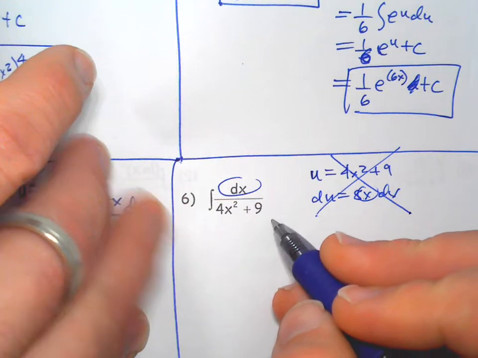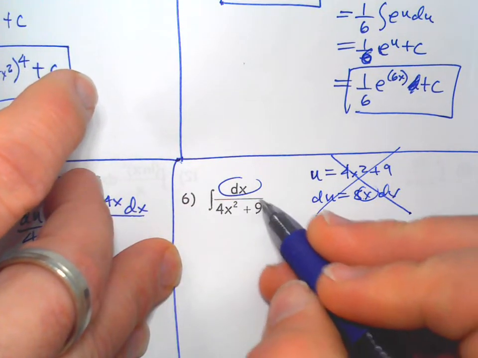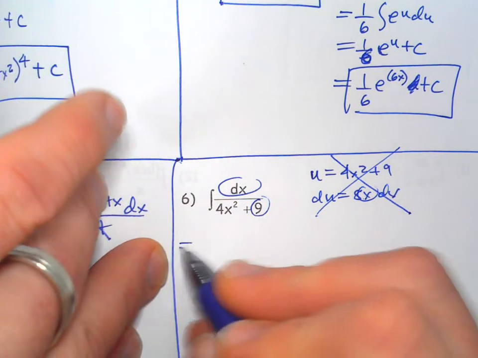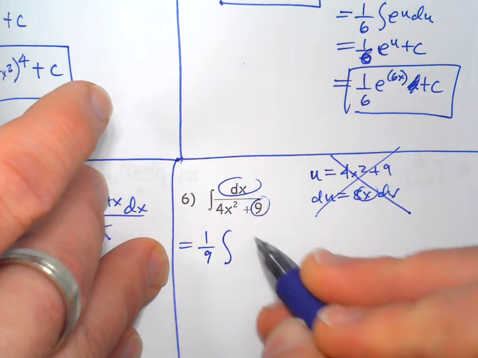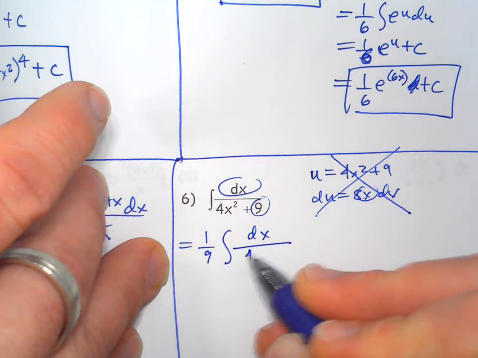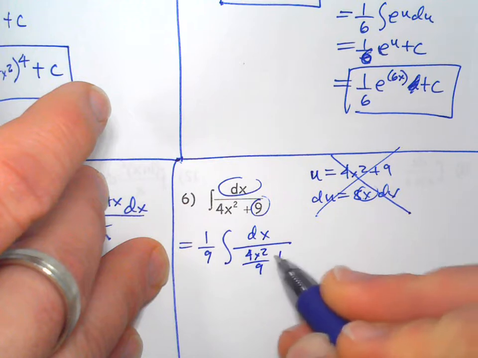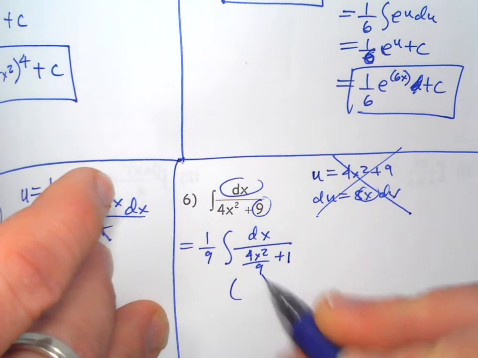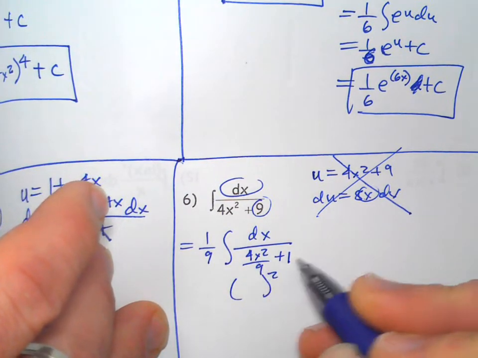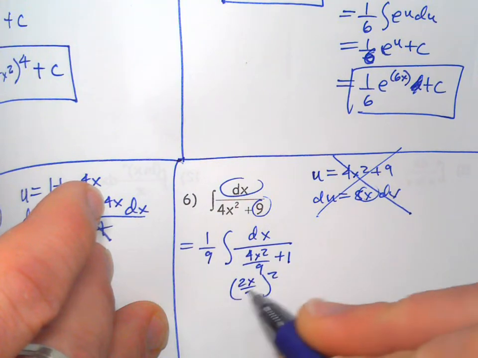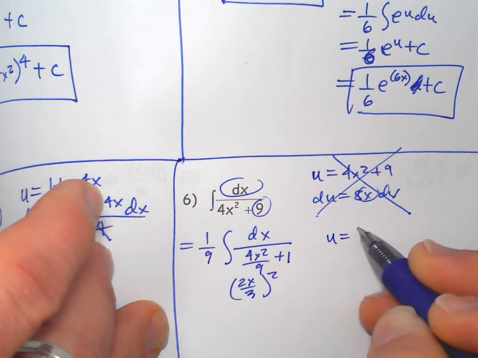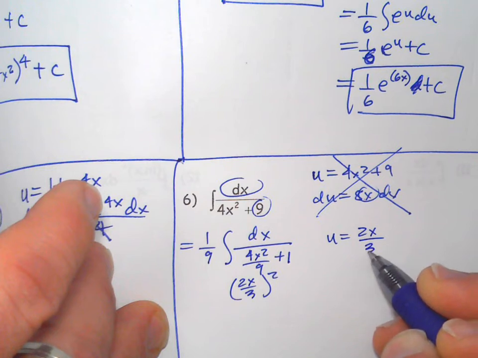I'm thinking inverse tangent, but this needs to be a 1 first. So I'm going to factor a 9 out. So that's going to be 4x squared over 9 plus 1. And then what's going to go here is going to be my u. So that would be 2x over 3. U equals 2x over 3.